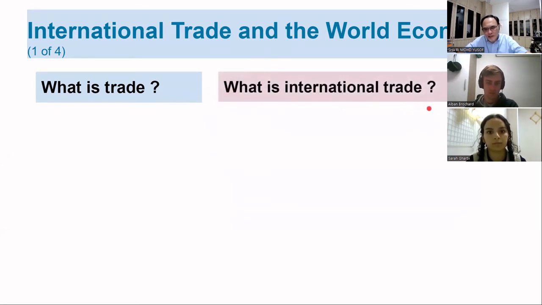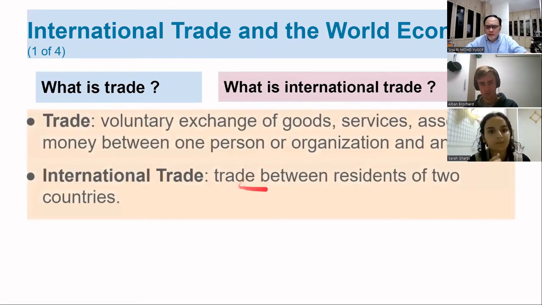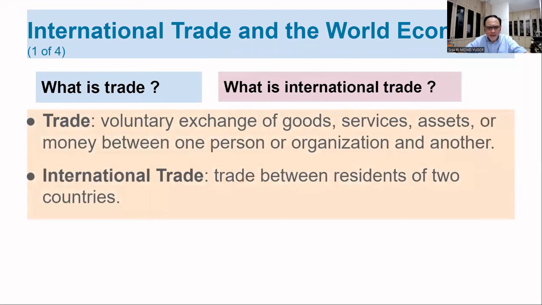But what is international trade? Obviously, selling and buying at the international level rather than domestic, which is much, much easier when you talk about domestic: same culture, same environment, same law, and so on. So as a formal definition, trade is the voluntary exchange of goods, services, assets, or money between one person or organization and another. International trade extends that: it is this exchange between residents of two countries.